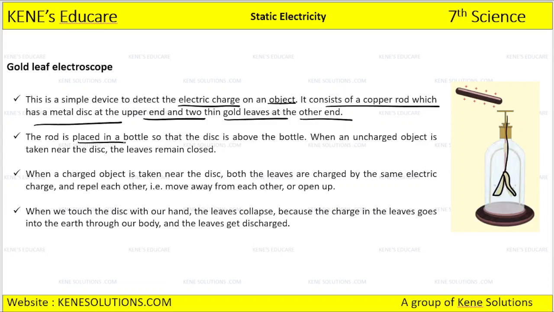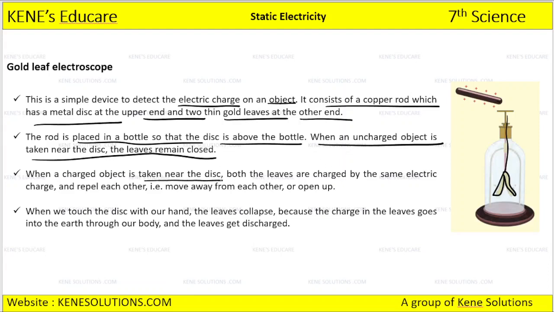And the rod is placed in the bottle so that the disc is above the bottle. When an uncharged object is taken near the disc, the leaves remain closed. If you bring an uncharged body near it, the leaves remain the same. Okay, they won't open, they remain closed.